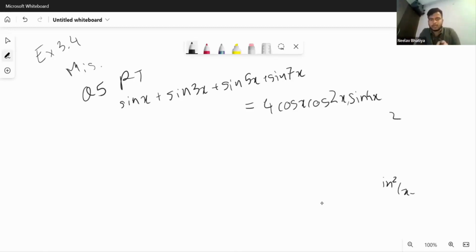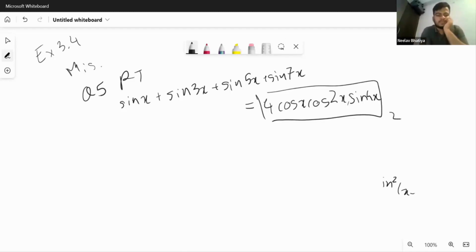Correct? Because that is what it is. When you take something out common, you can apply the formulation of sin c plus sin d again and again, and you can reduce the term into a single term, right? Reduce all these terms into a single term. So that is something that you're going to think about while trying to solve this question, right?